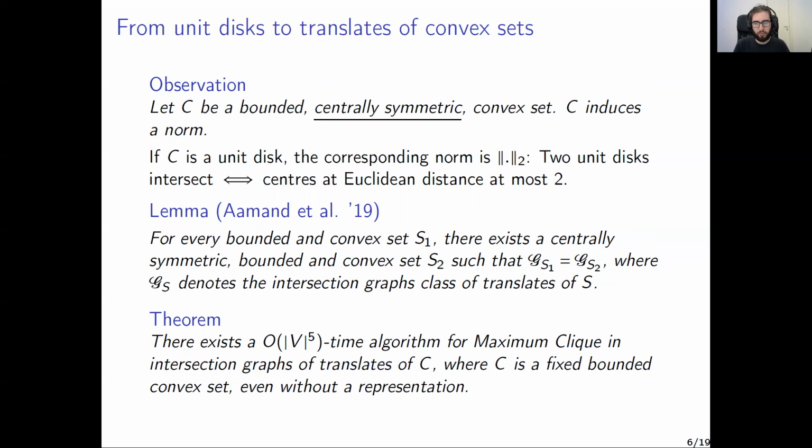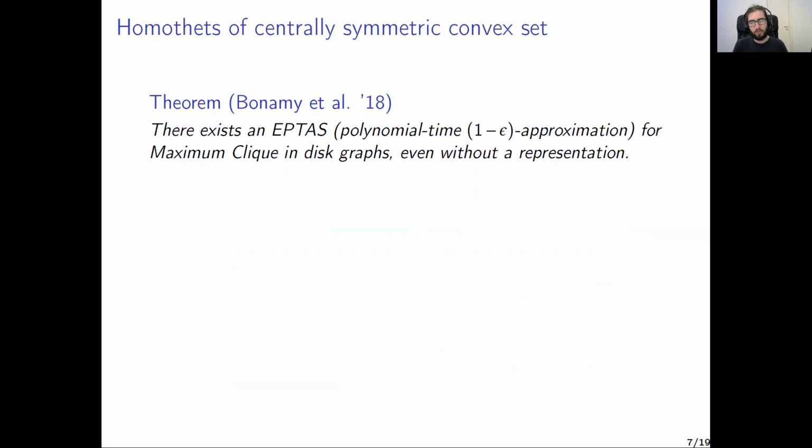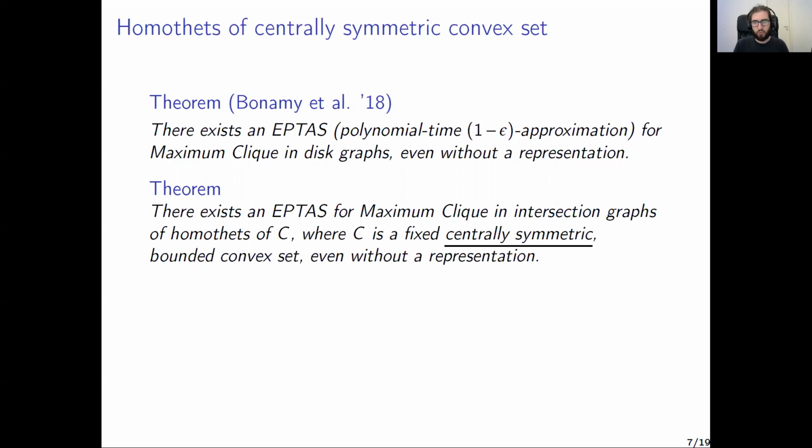So this is how we prove that, and we have a similar result that comes from this theorem by Bonamy et al. That says that there exists an efficient PTAS for solving maximum clique in this graph, even without a representation. And so here, observe that we are considering this graph and not unit disk graph anymore. And so what we did is to extend this algorithm to homothets of C, where C is a fixed centrally symmetric bounded convex set. So before, our polytime algorithm was for translates, and now it's for homothets, which makes sense if you look at the results above.